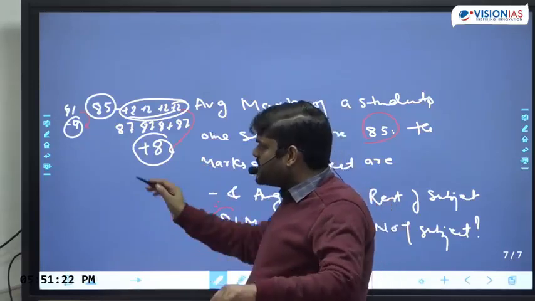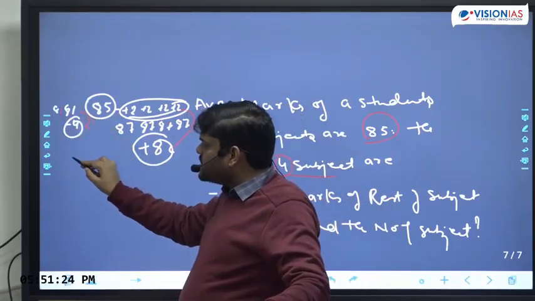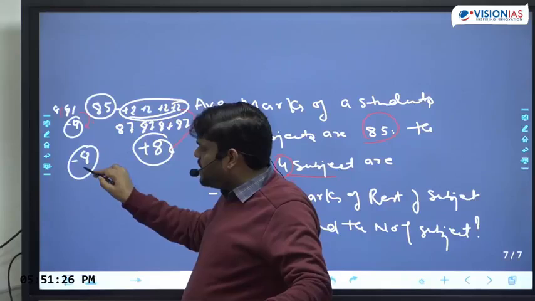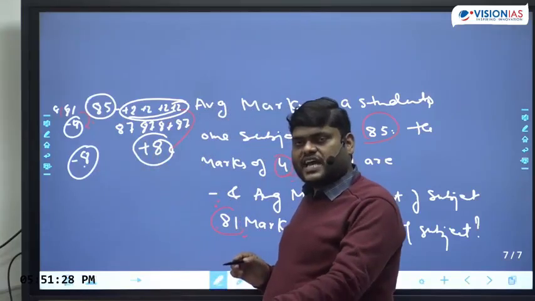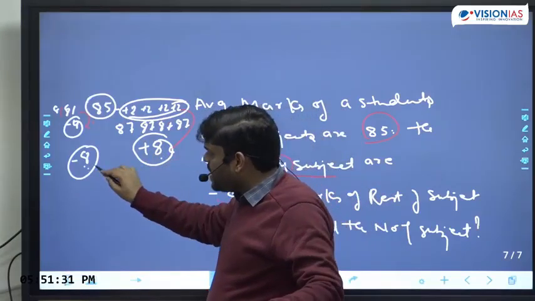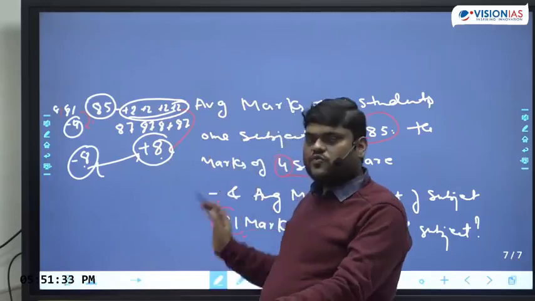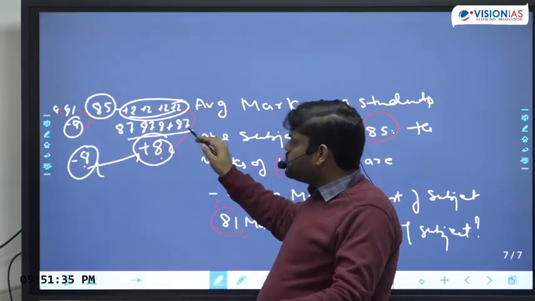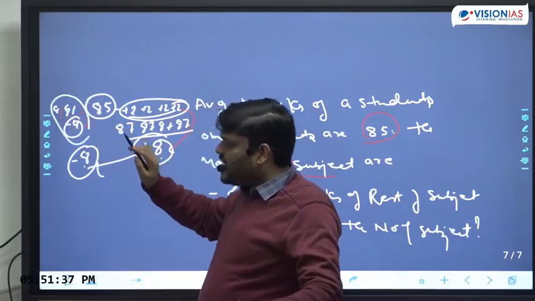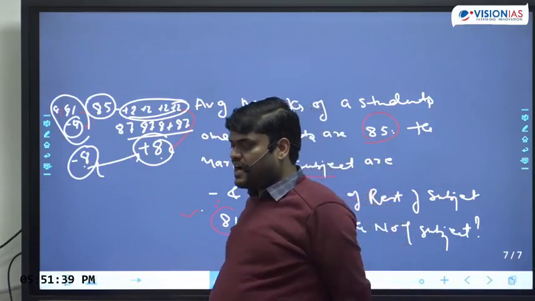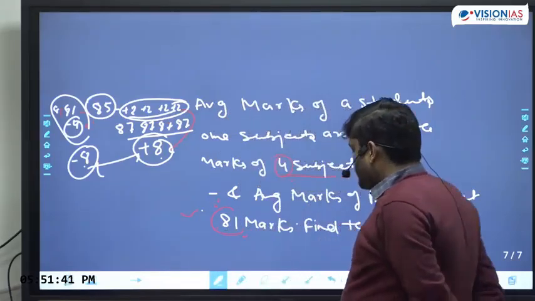So if 2 subjects will be there, what will happen? These 2 subjects will have minus 8, or not, and this plus 8 and minus 8 will be neglected, and we can say that apart from these 4 subjects, 2 more subjects are there. So the total answer will be 6.